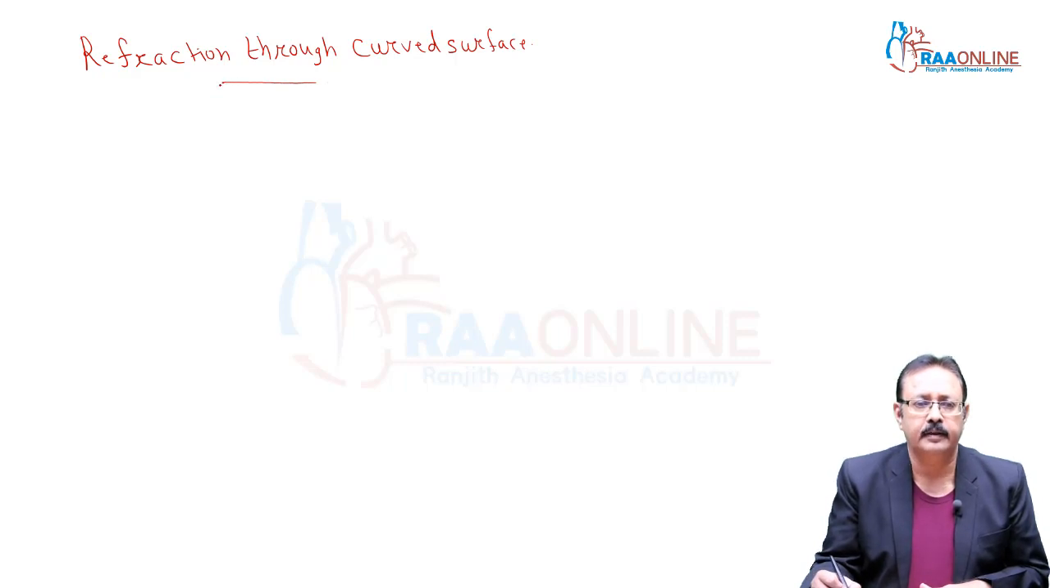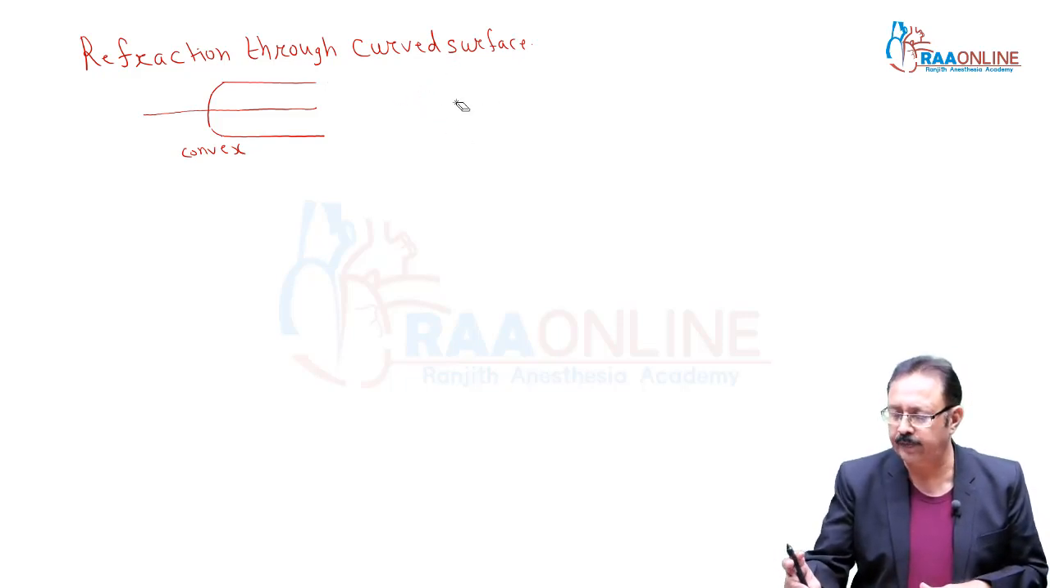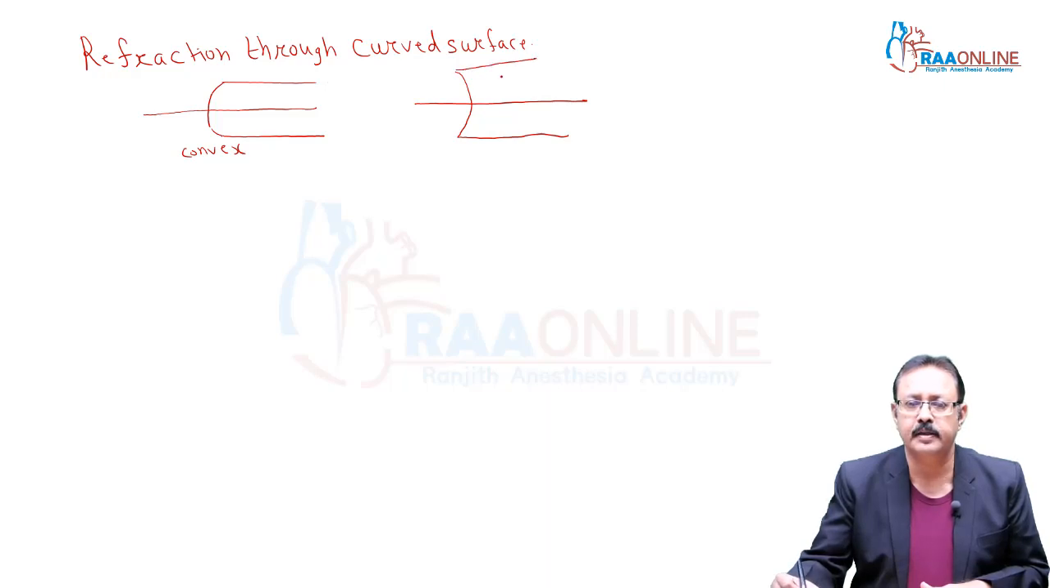Again, like mirrors, curved surfaces are of two types. It is convex or concave. It is concave. It is your object.